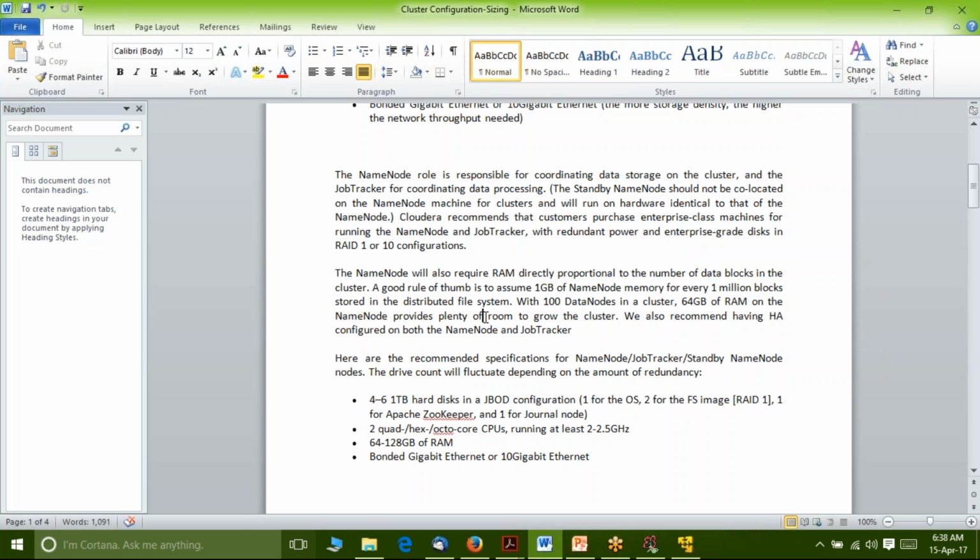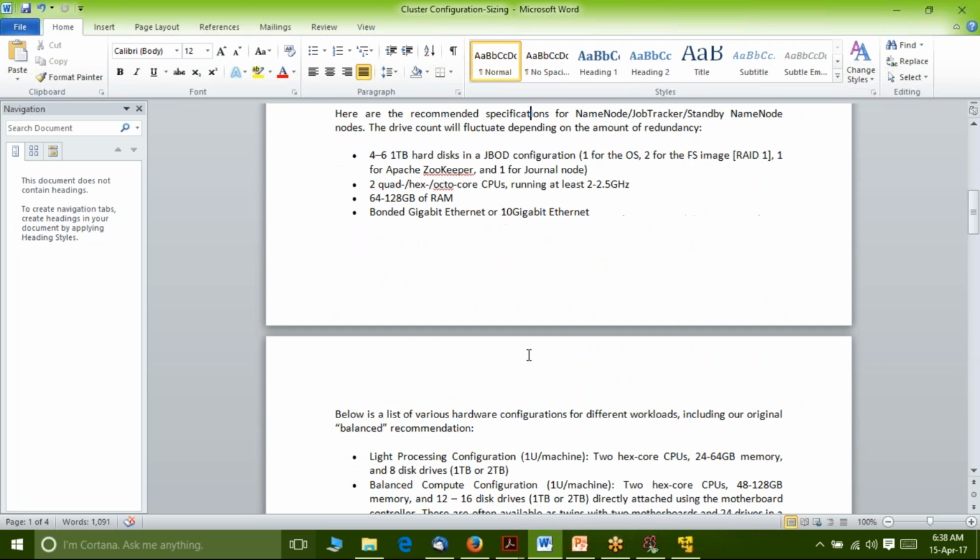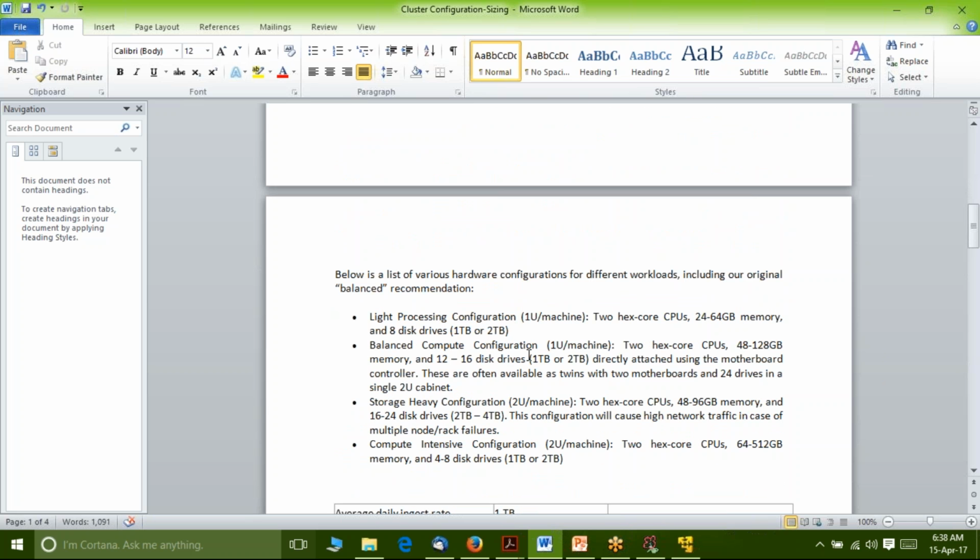As the name node is the one which gives the details about the files and the associated blocks and their replicas, for every 1 million blocks stored in the distributed file system, we require 1 GB of name node memory. Accordingly, we need to upgrade your name node from time to time. The same name node cannot last forever.